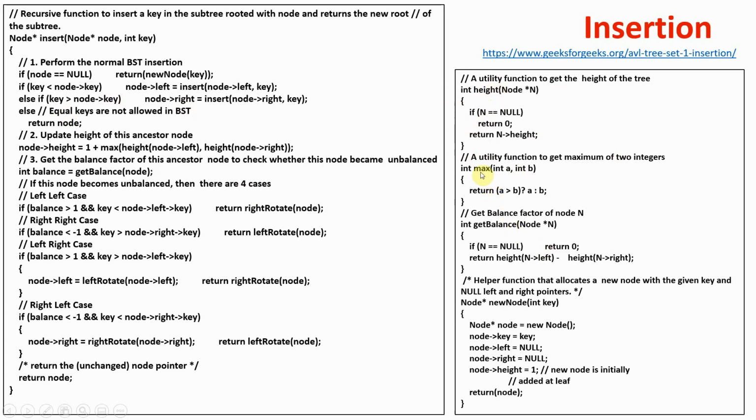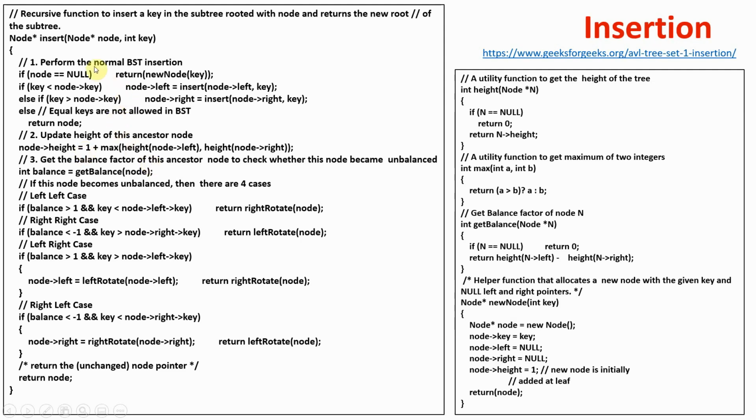Okay, so we have the height of a tree, not the height of a node, the function to find the maximum of two numbers, the one to get the balance factor, and another function to create a new node. This is the helper function that allocates a new node with the given key and null left and right pointers. Basically, it creates a new node.